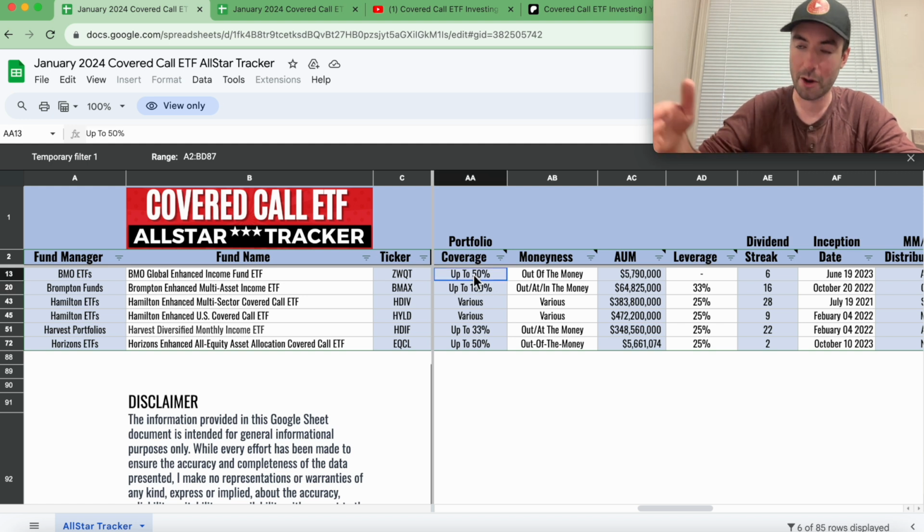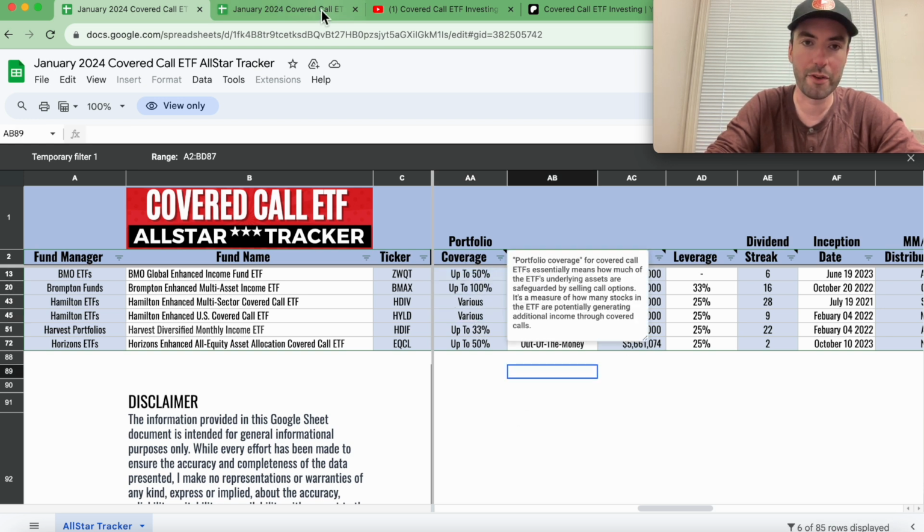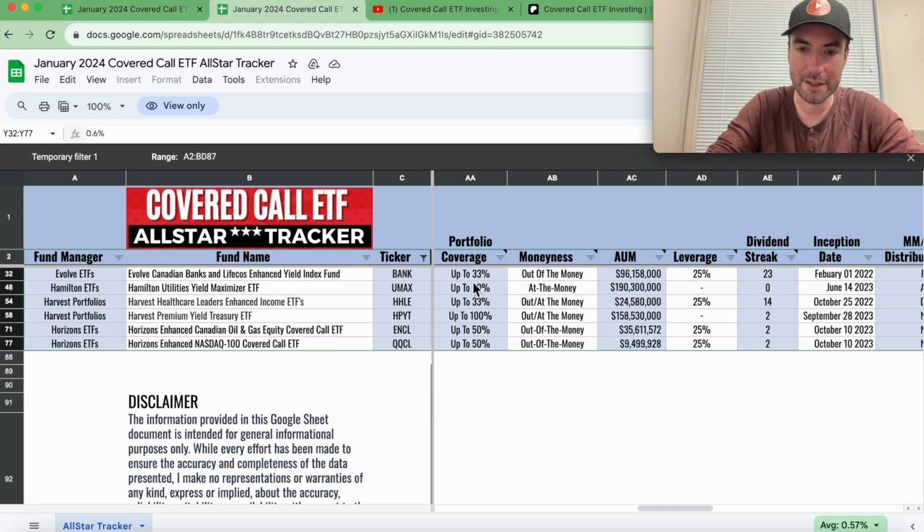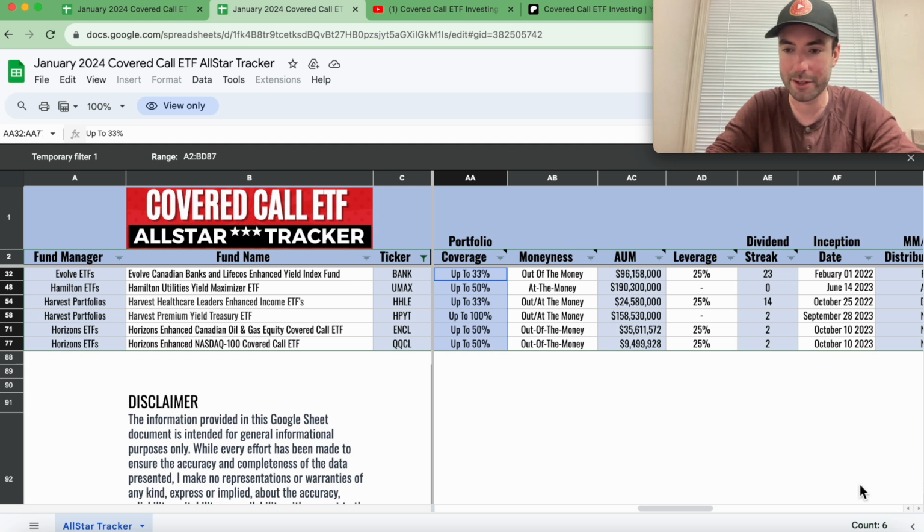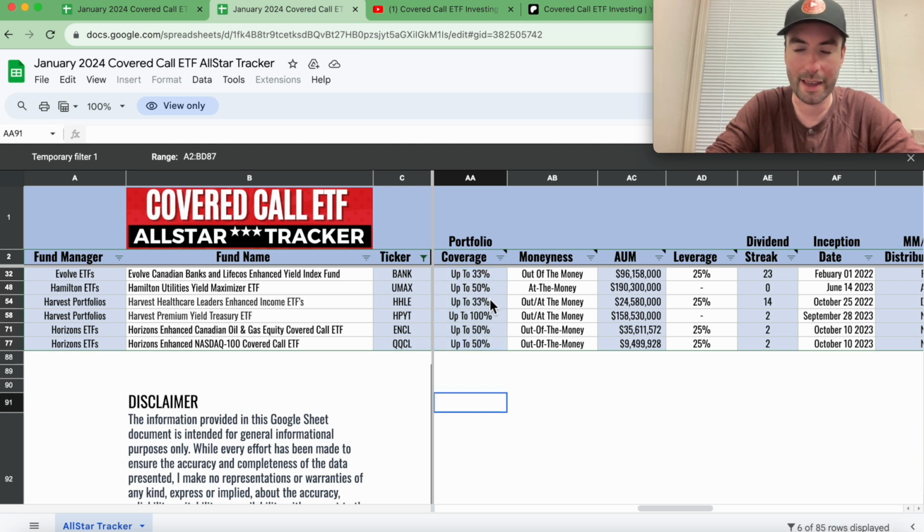ZWQT, BMO's known to go 50% coverage. Harvest usually does 33%. And Horizons is typically 50%. If we get an average, well, it probably won't show us the average because we have these two things in here as well. So we'll move along over to the portfolio sectors. This might give us a better understanding of what the average coverage is. It won't do that, again, because I've included the words "up to." That might be something I get rid of, so you're able to get an average over the course of time.